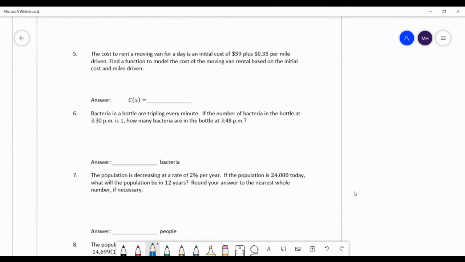Number 5. The cost to rent a moving van for a day is an initial cost of $59 plus 35 cents per mile. We are just writing the function here. So we have a starting amount and a rate of change. So this is your M value and this is your B value. So we're just going to plug it into the function. There's a C here instead of an F for f of x, and that's okay. All right, so I have 0.35x plus our starting amount, $59.